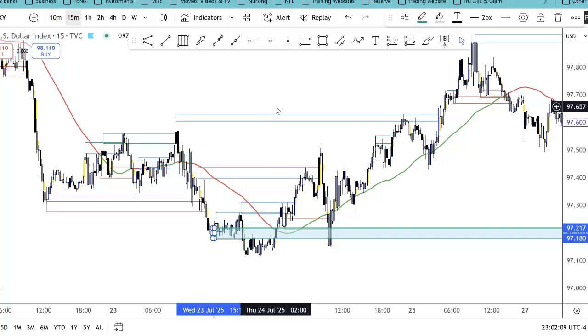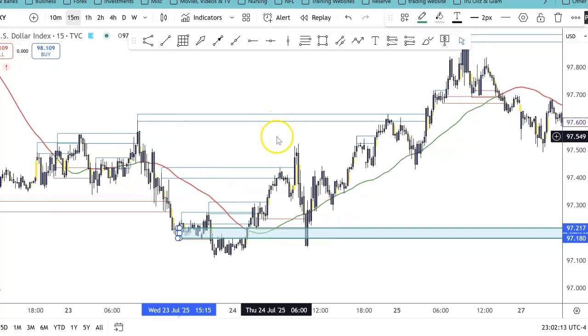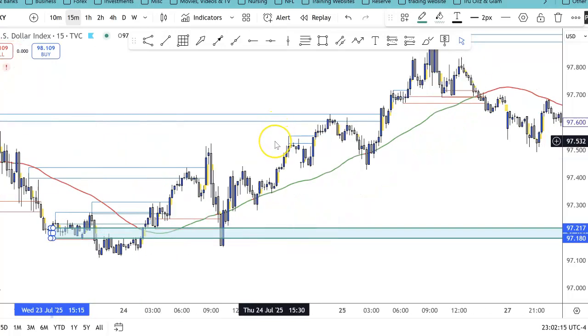Eventually, who knows, I might decide to not use any and trade naked. But for now, I kind of like my strategy. It's very simple and it's very easy to learn.